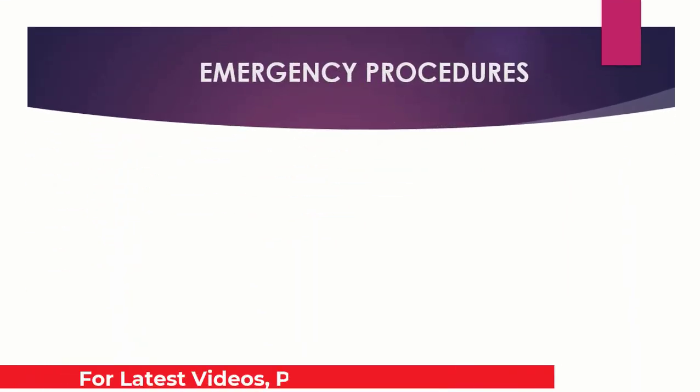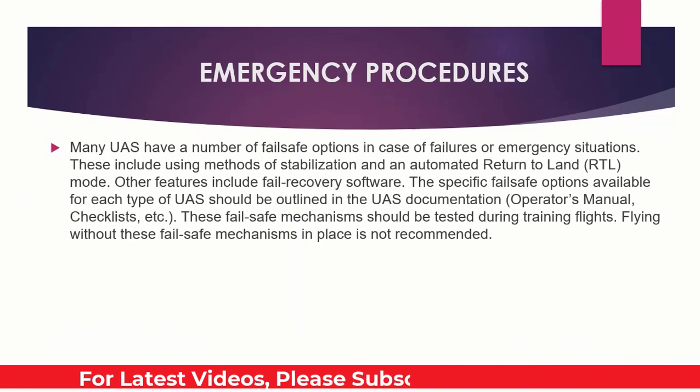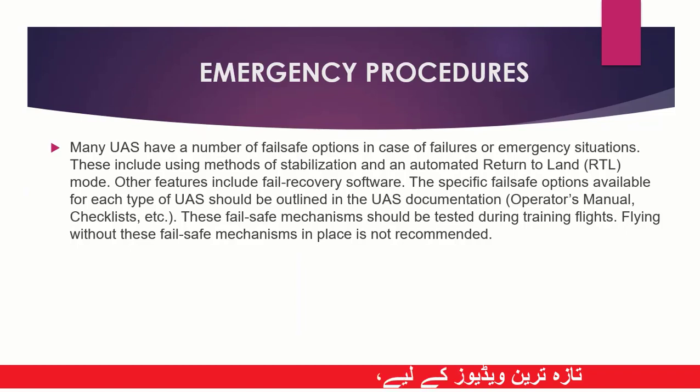Emergency procedures. Many UAS have a number of fail-safe options in case of failures or emergency situations. These include using methods of stabilization and an automated return to land mode. Other features include fail recovery software. The specific fail-safe options available for each type of UAS should be outlined in the UAS documentation, operator's manual, and checklists.